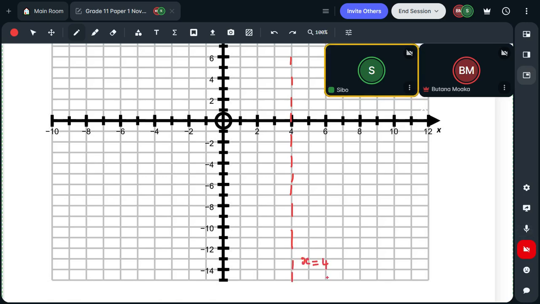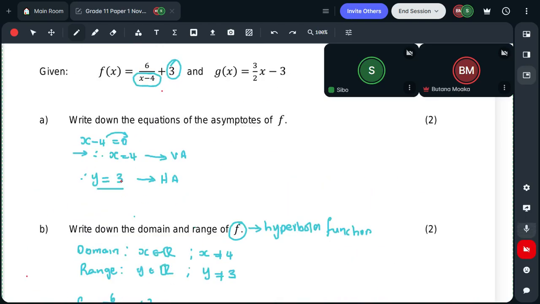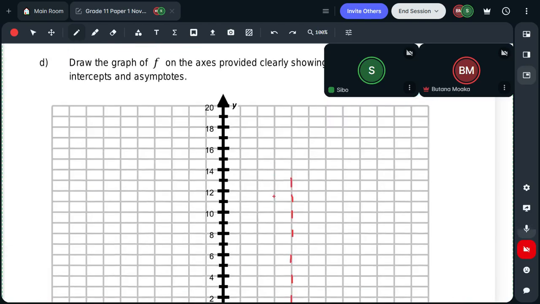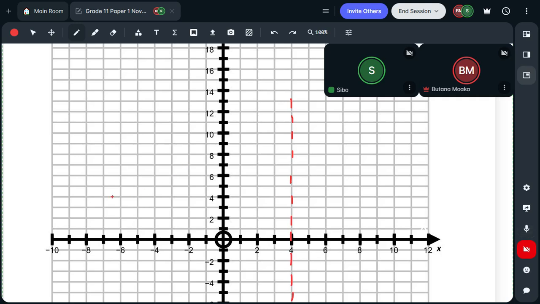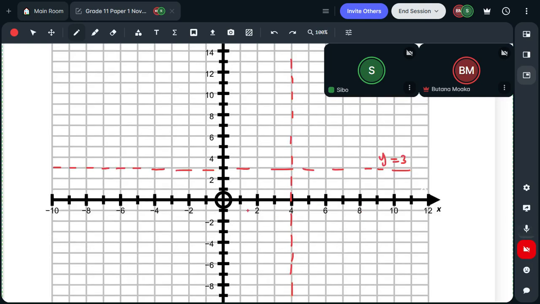I mean, yeah, sorry. And then when we check the other asymptote, the horizontal one, it's y is equal to 3. So at y is equal to 3, which is somewhere here, we draw another line going in that direction. So this will be y equal to 3. Then you plot your x-intercept. The first one was 2 and 0. So at 2 and 0, which is this point, I'm going to put something here.